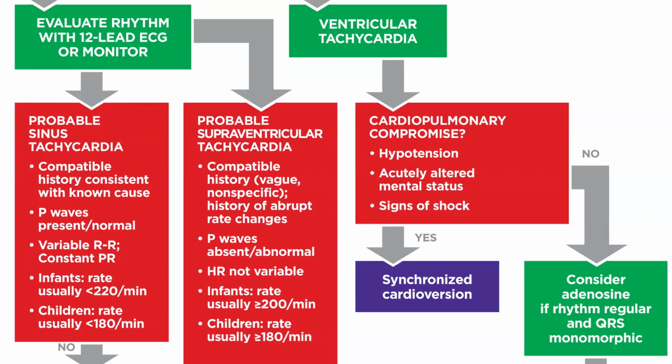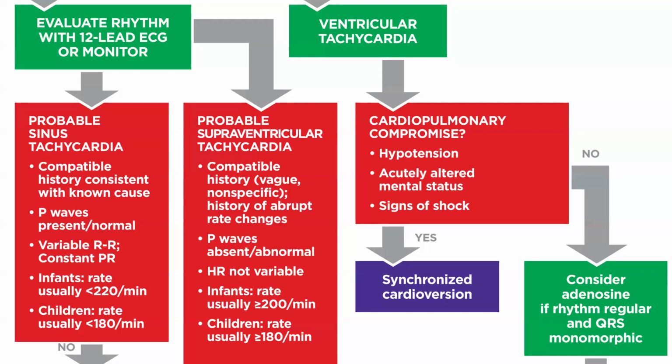In infants, the rate would be less than 220. In children, it is less than 180. If you think it is SVT, you will have telltale signs: abrupt onset, there are no P waves, and the heart rate is not variable, it is constant. The infant's heart rate is usually more than 200, children more than 180.